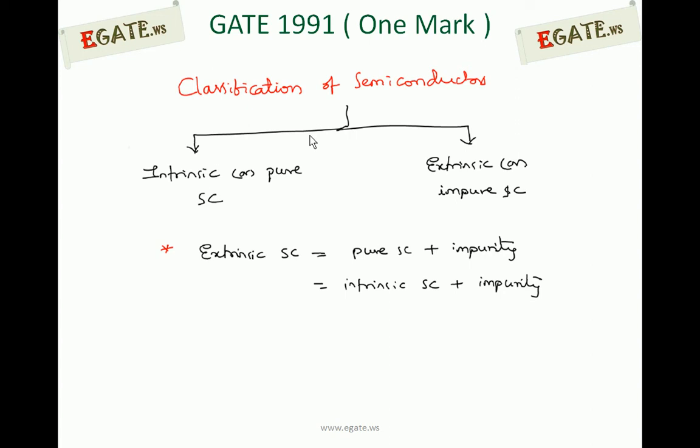Whereas an extrinsic semiconductor is nothing but a pure semiconductor plus impurity. So you are adding impurity to an intrinsic semiconductor, and that will be converted into an extrinsic semiconductor. The addition of impurity to the intrinsic semiconductor is called doping. Doping is the process of adding impurity to a pure semiconductor. The type of impurity you add gives rise to categories of extrinsic semiconductors: one is N-type, the other is P-type.